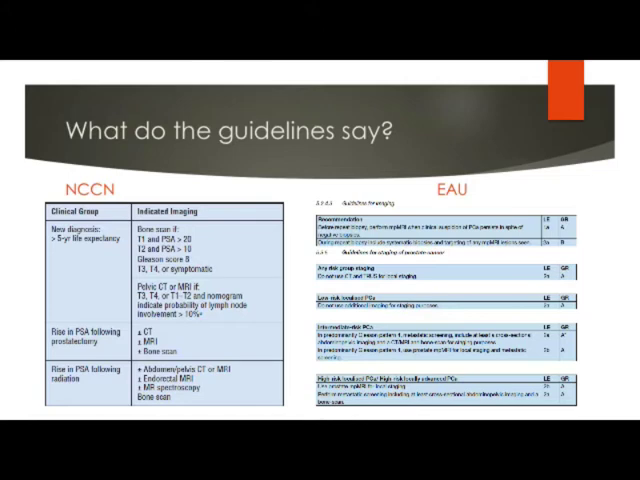Whereas the NCCN guidelines aren't as direct in saying, okay, this is what you should be doing, you should be getting an MRI, or you should be getting a CT. So there are some differences between the two different healthcare practices, and whether that's economically based or evidence based, we'll try and explore some of that.